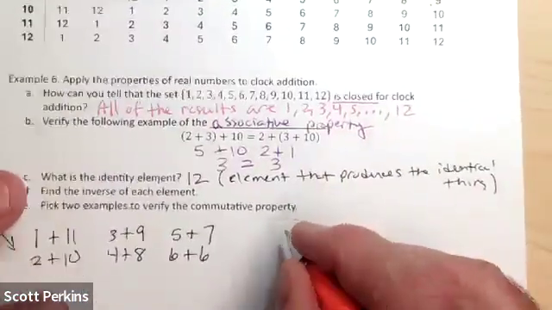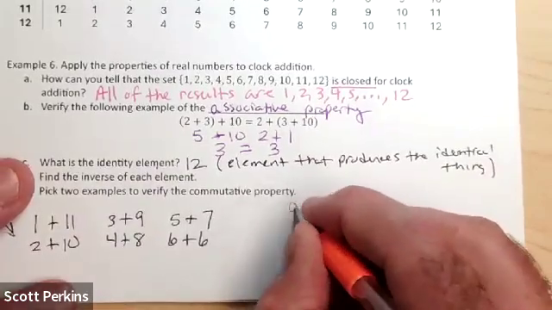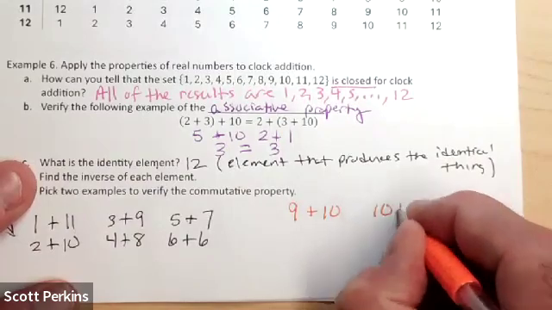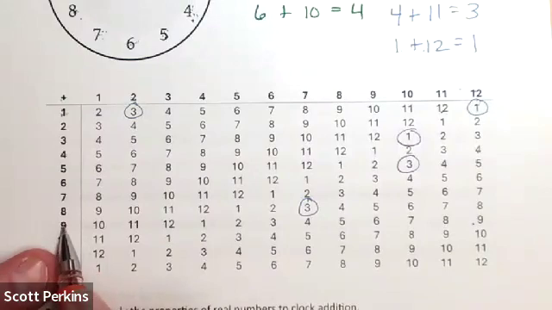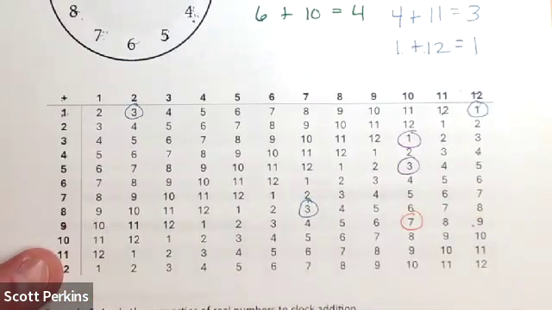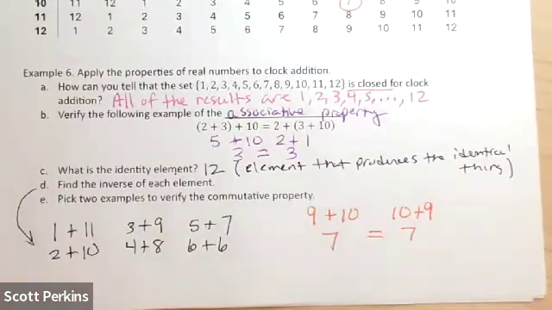Let's see, I'm just going to do one example just for space's sake. Does 9 plus 10, is that the same thing as 10 plus 9? Okay. Well, 9 plus 10 produces 7. And 10 plus 9 also produces 7. That's the commutative property.